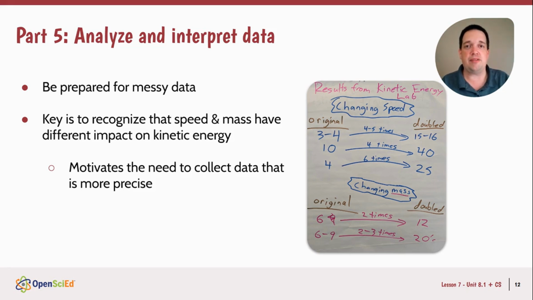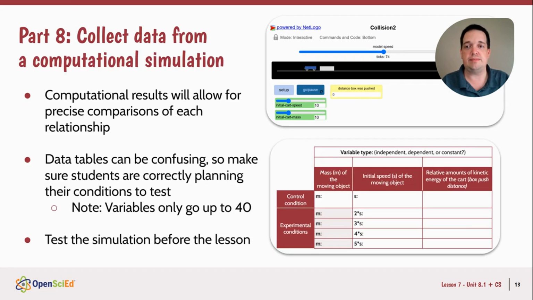All right, now we're on part 5, which is the first thing to do on day 2 of this lesson. You're going to make sense of the data that students got from their investigation. This data is messy. So first off, I would make a plan of how you want to record this on chart paper with your students, but your students aren't going to get clean data. What you want to piece out of this is that the speed affects the kinetic energy more than the mass does. And overall, you want to figure out that we need better data than this, which is going to move us onto the computer simulation.